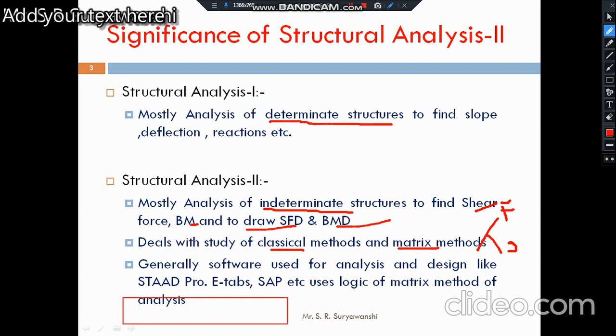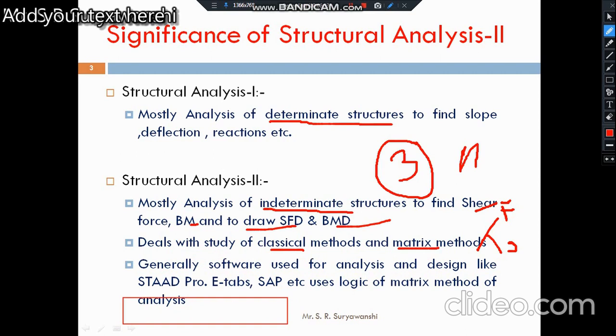As per your syllabus, we have to analyze indeterminate structures whose reactions we can't find using the available equations, but where the maximum unknowns are only 3. Whenever the maximum unknowns are 3, we analyze that structure using the classical method and the matrix method. But practically, any multi-storied building frame will have n number of unknowns, and for that we can't analyze the structure manually.